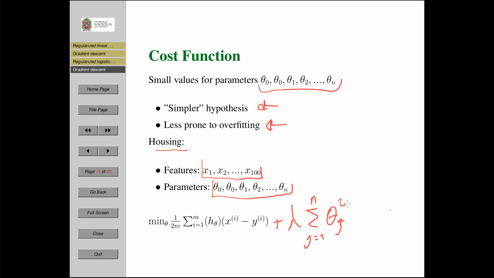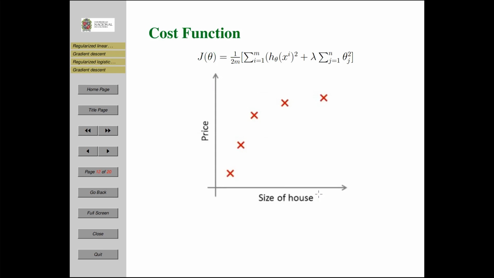This term shrinks all the parameters from theta1 to theta100. And we start at 1 because we don't want to minimize theta0, by convention, but it makes little difference. This is our cost function, and this is our regularization parameter. What lambda does is control the trade-off between fitting the training data really well and keeping the parameters small, in order to keep the hypothesis simple and avoid overfitting.